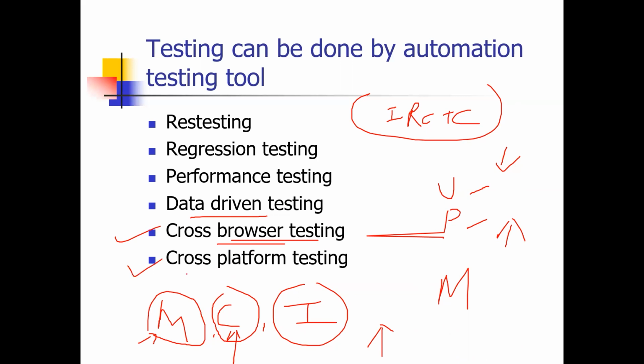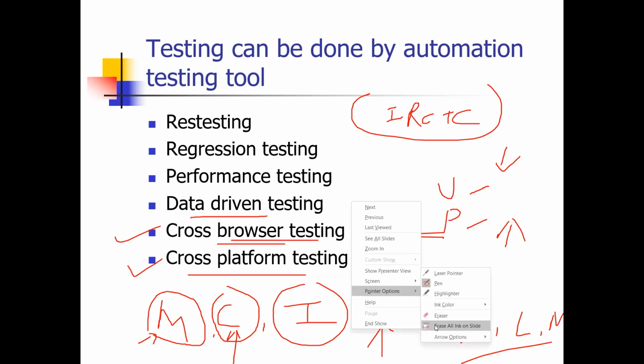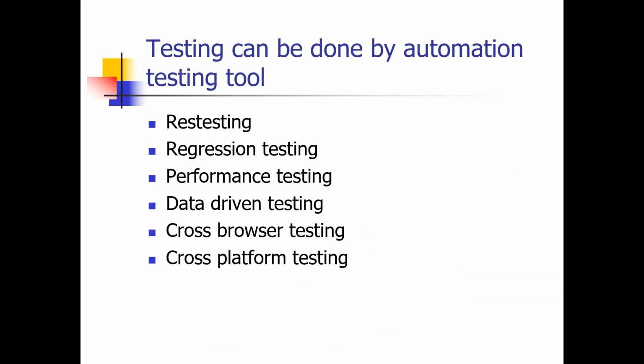Next is cross-platform testing. For example, you're using Windows, Linux, Mac, different types of platforms. So how is your application working across different platforms? These are some tests that can be easily done by automation testing too. Manually this is difficult, so this type of testing is done by automation testing.